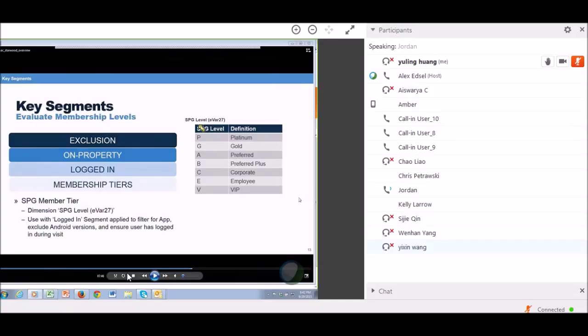So on this slide, we've got SPG level. I think this is a really good one. So not only are they a member or not, but which level member they are. So someone who's VIP or Platinum, I assume Platinum's the best one, they probably stay a lot more, probably have the highest conversion rates. And then some of the lower levels may not have as high a conversion rate.